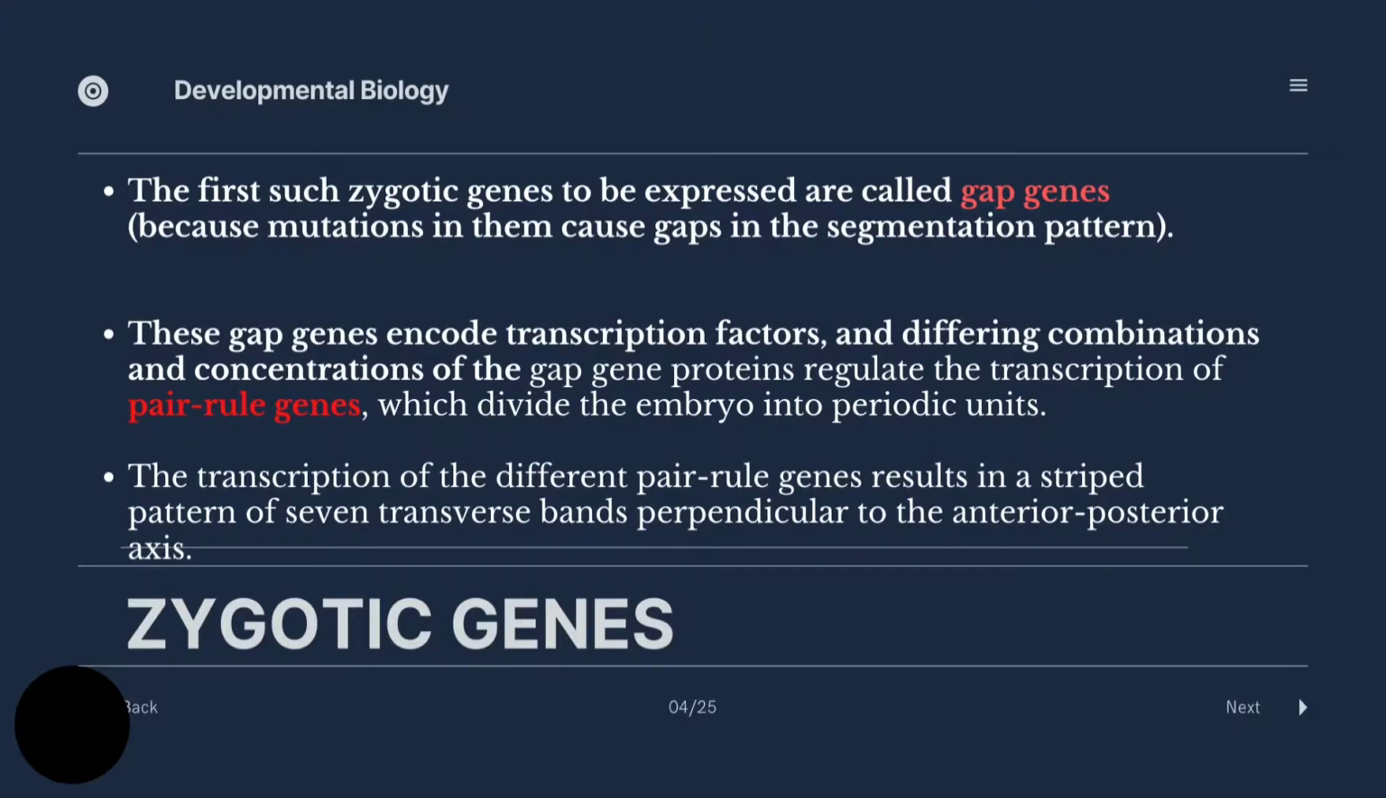The first such zygotic genes to be expressed are called gap genes, and they are called so because mutations in them cause gaps in the segmentation pattern. These gap genes encode transcription factors, and differing combinations and concentrations of these gap gene proteins regulate the transcription of another set of genes called pair rule genes, which divide the embryo into periodic units. The transcription of the different pair rule genes results in a striped pattern of 7 transverse bands perpendicular to the anterior-posterior axis.